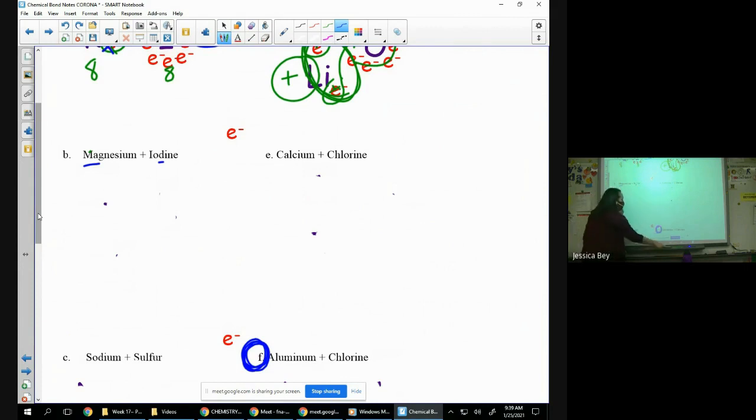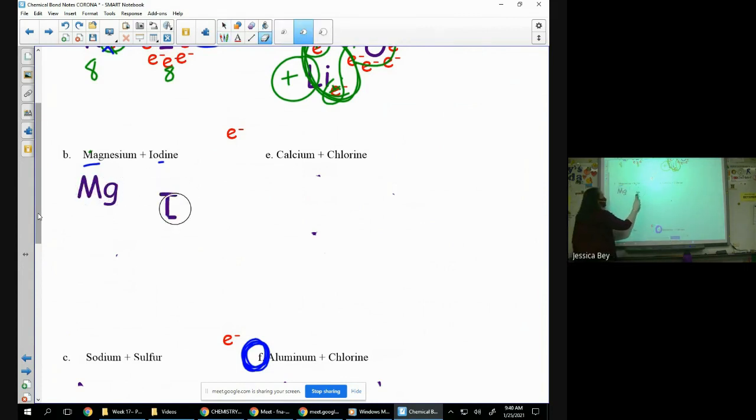Magnesium reacting with iodine. Magnesium is Mg. Iodine is I. How many valence electrons does magnesium have? 2. Very good. 1, 2. Iodine has how many? 7. 1, 2, 3, 4, 5, 6, and 7.